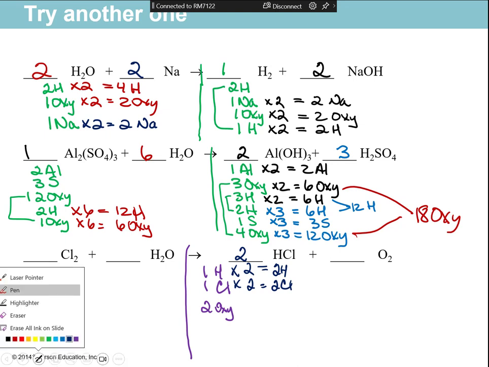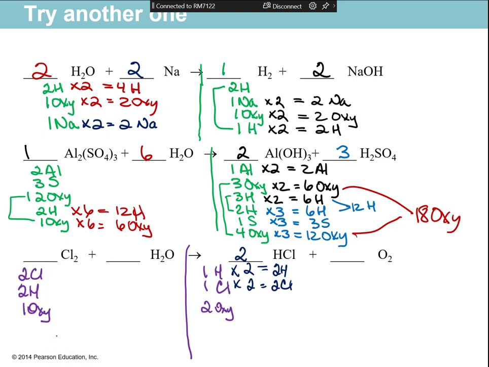So in order to balance the oxygen, which side do I need to change? The left or the right? The left. It's always the one that's lower that I'm going to need to change. So if I have 1 oxygen on the left, 2 oxygens on the right, what coefficient do I need to put in front of H2O? I have to put a 2. Now remember that's 2 times the water. So I'm going to have to multiply the hydrogen and the oxygen of water times 2. So that'll now give me 4 hydrogens and 2 oxygens.